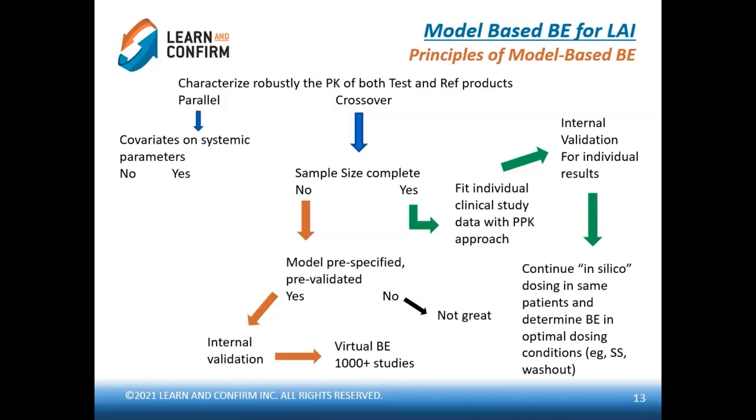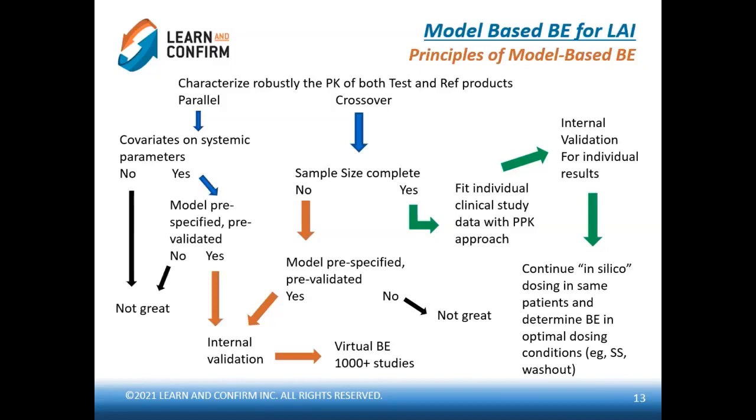If you want to use a parallel design, which we would not recommend, but if you would want to use that, then at least if the model that you have has covariates on the systemic PK parameters, then that is something feasible. But the model has to be pre-specified, pre-validated for that purpose, and then you can do your virtual BE analysis. If there are no covariates in that model, then it's really not worth it to do a model-based analysis.